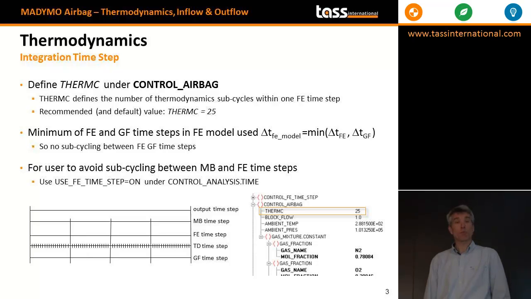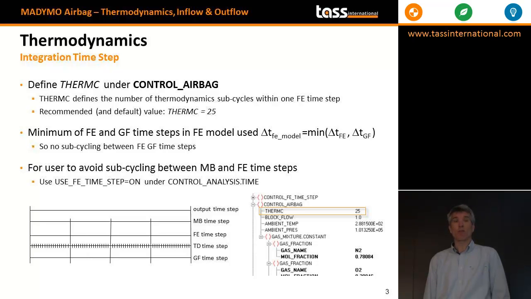In principle, it's possible to have subcycling between MB and FE. So the MB time step can be, for example, 1 in this case, just equal to the output time step. And it is a factor of 4 difference with the FE time step. However, this is not recommended to be used because it can induce extra noise on your signals, because the MB time step is only updated once, and in the same time 4 FE time steps have been performed.